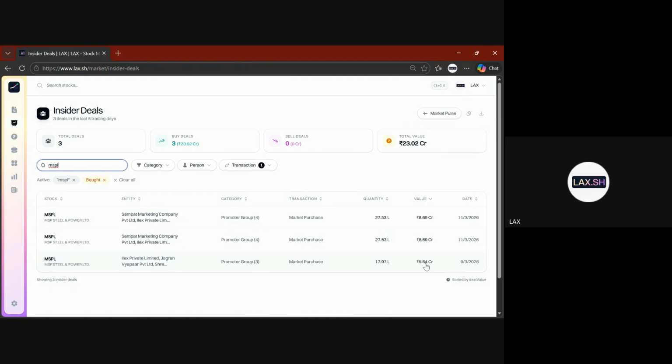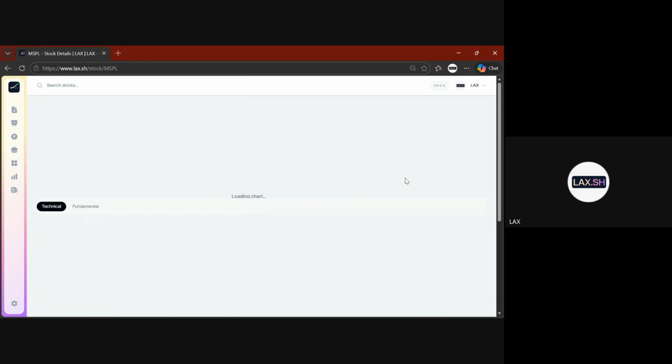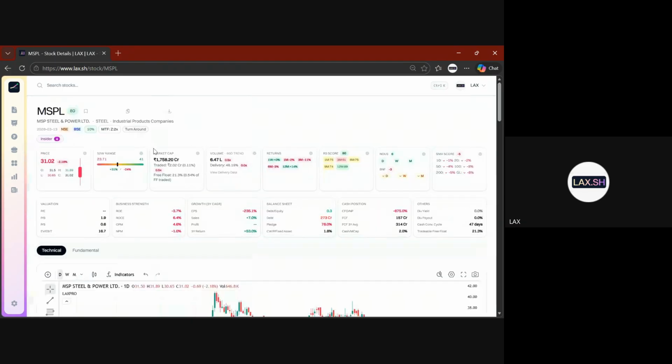8.69, 5.64. How many crores? 8, 5, 13. Okay. So 14.3 crore, right? The promoter has bought 14 crore plus in 2 days. Okay. What is the size of the company? 758 crore. What is the free float? 21.3%.